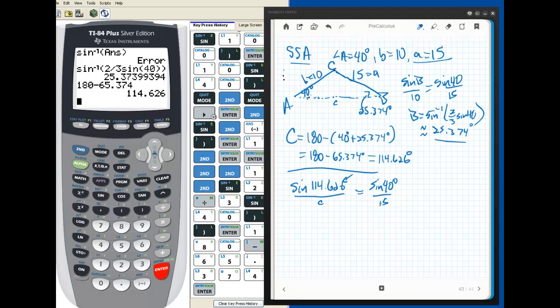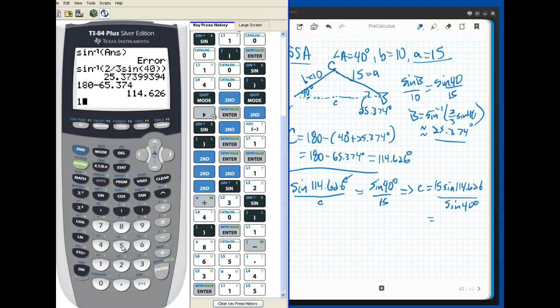is to 15. You dig it? You know why? Because that's not rounded. If I round on top of rounding on top of rounding, I run into trouble very quickly. I'm going to do a puff of algebra really quick here, and I end up with c equals 15 sine of 114.626 divided by sine of 40 degrees, and I'm off to the races.